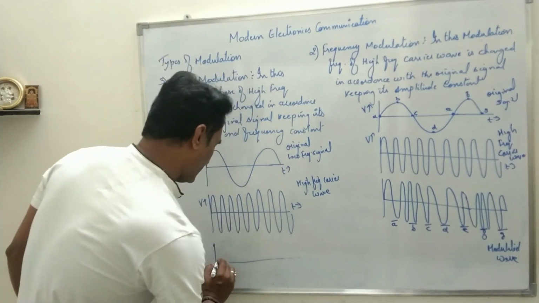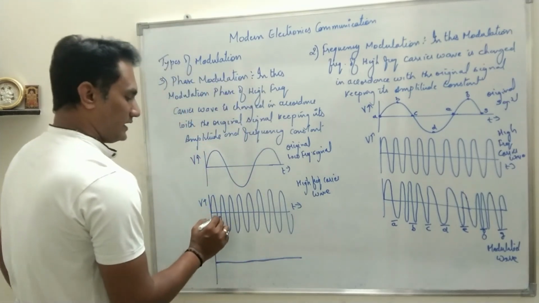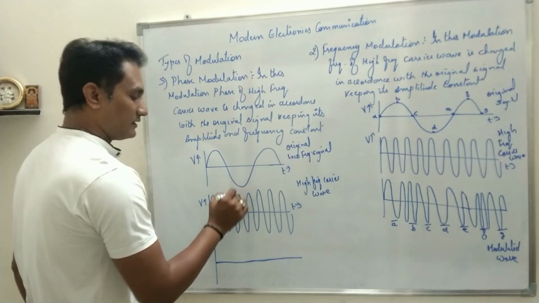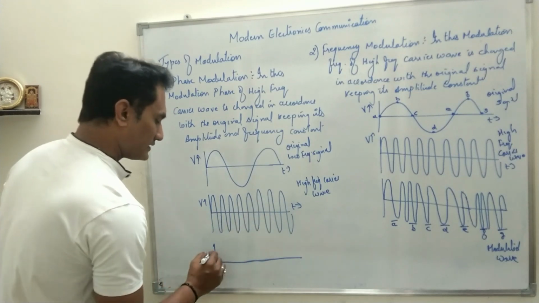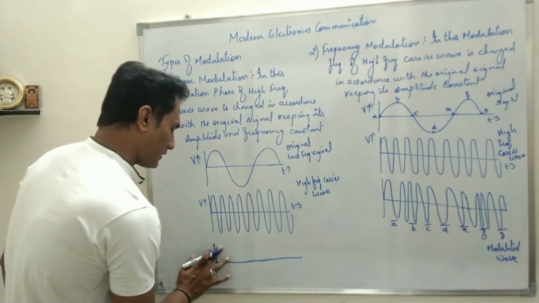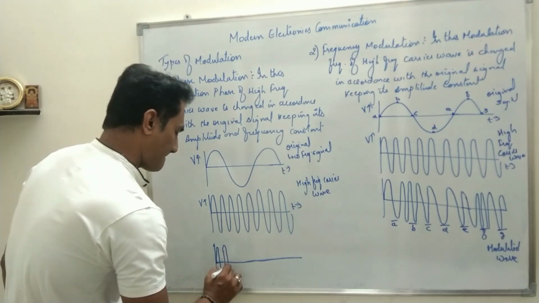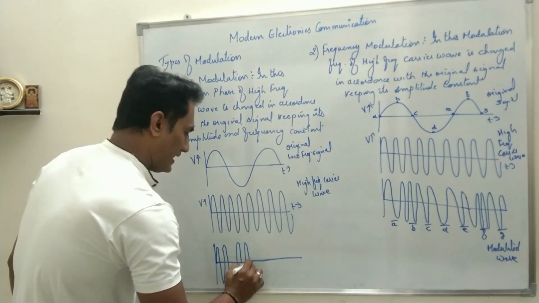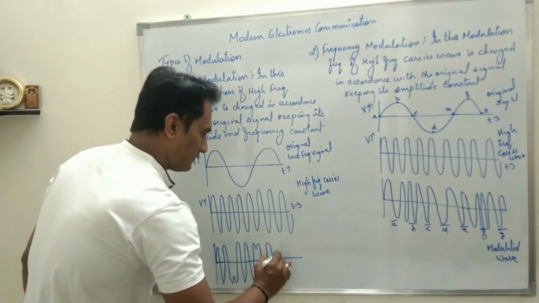The modulated wave will be like this. We have to keep the amplitude and frequency constant, but when we go from positive to negative, the phase should lag, and when we go from negative to positive, the phase should lead. I will just let you know what exactly that means. We are keeping the amplitude and frequency constant. We are just changing the phase.